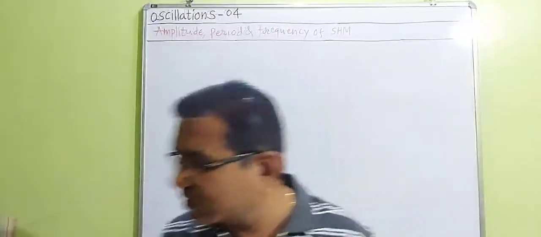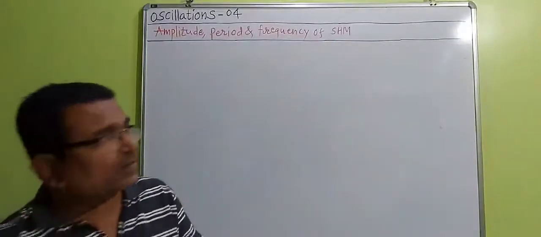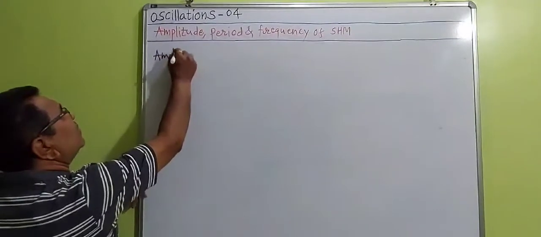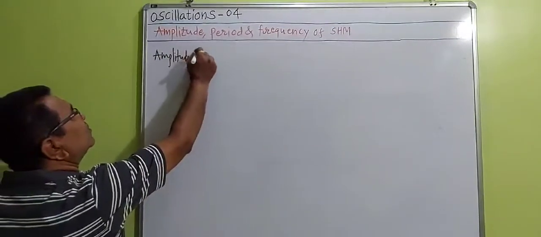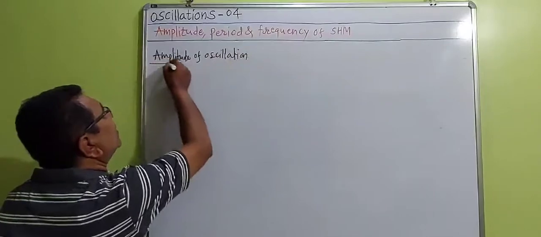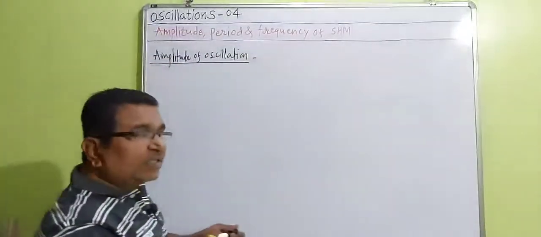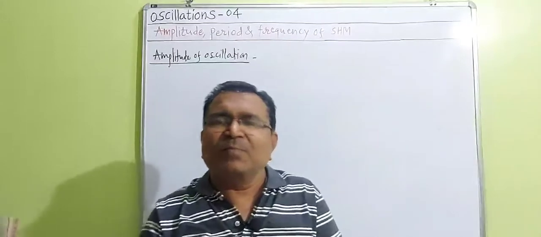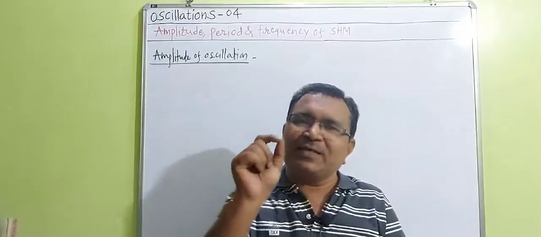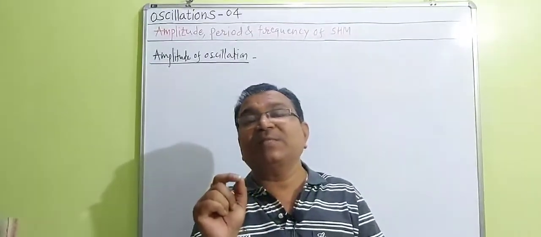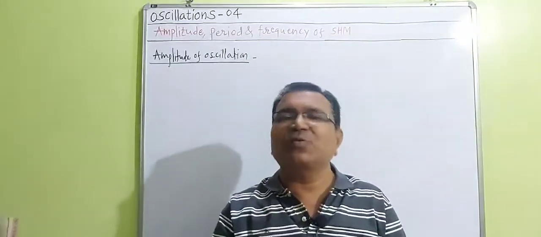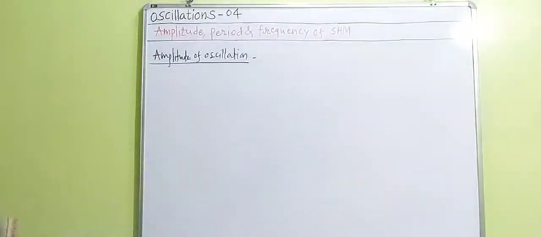I will write it on the board. Amplitude of oscillation or amplitude of SHM. So what is the definition of amplitude of SHM? Maximum displacement from its mean position. For a particle performing SHM, the maximum displacement of the particle from its mean position, we call it amplitude of oscillation or amplitude of SHM.